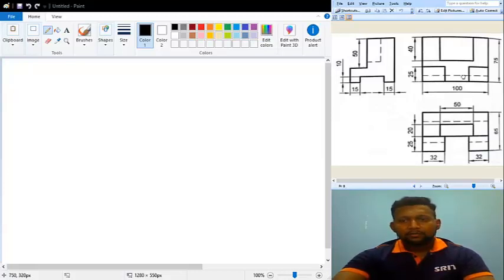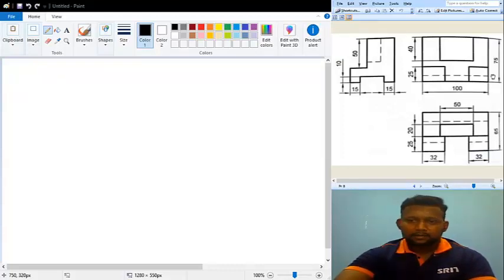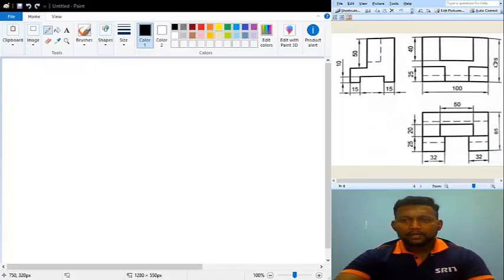In the front view you can see that the total length is 100 and the total height is 75, and in the top view you can see the total length again. The length will be common for front and top view, and the breadth is 65. So the three dimensions of this figure are: length is 100, breadth is 65, and height is 75.